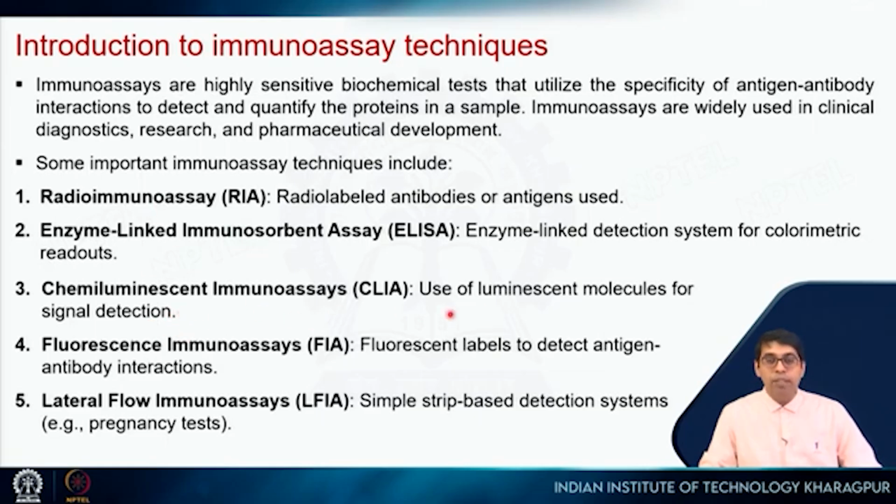Chemiluminescent assay: in this case, chemiluminescence is used for detection. In fluorescent immunoassays, you use fluorescent labels for detection. And then there is the lateral flow immunoassay. In this case, it is a simple strip based detection system. An example of this is the pregnancy test, right?